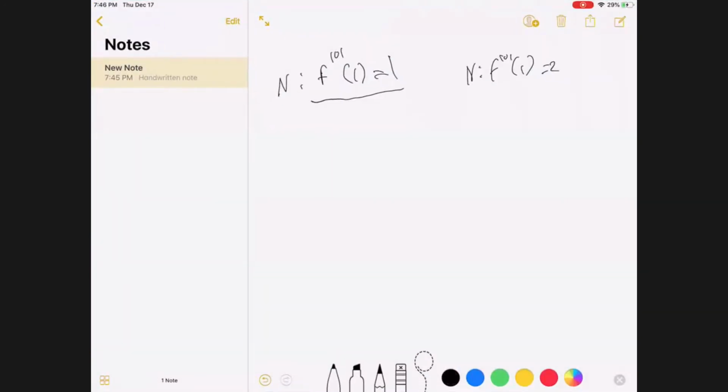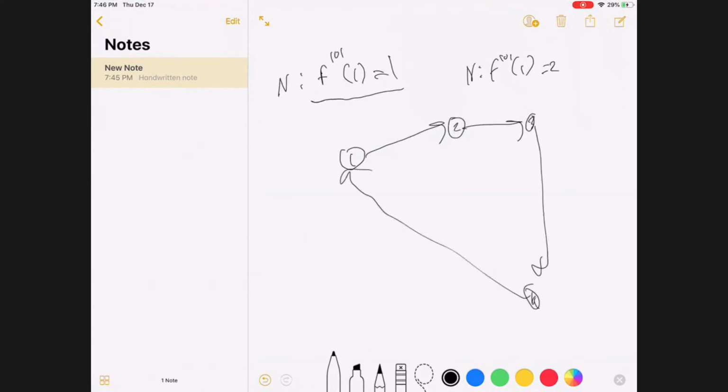So if f to the 101 of 1 is 1, then obviously we can have a cycle of length 101, right? We can have 1, 2, 3, all the way to 101, back to 1. And this clearly satisfies the constraints. But there's an interesting case. If 1 loops back to itself, and none of these things are connected to 1, then f to the 101 of 1 is still 1. And so you might be wondering, so we're allowed a cycle of length 1, a cycle of length 101. What if there are other cycle lengths that work?